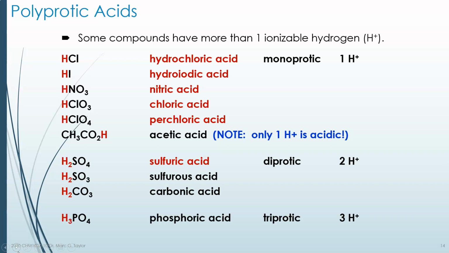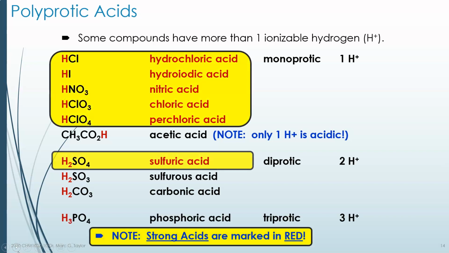And then we have the triprotic ones. We have phosphoric acid, which has 3 protons, H3PO4, and again, all 3 can come off 1 at a time, and so I don't label this as strong because each one of the protons on these have different strengths, so we're not going to include it in the strong acids.